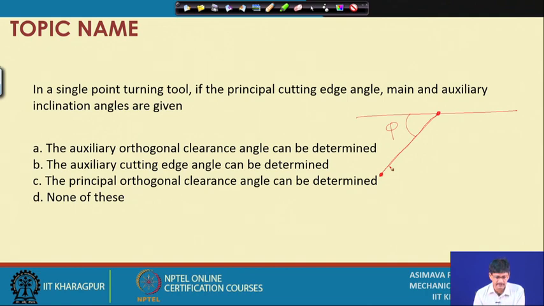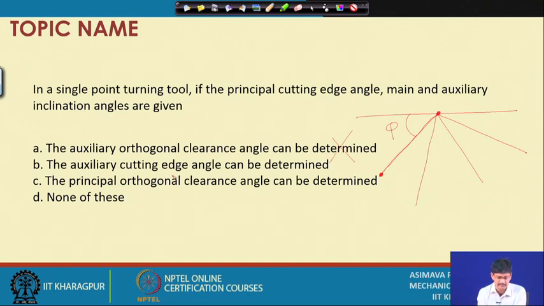But auxiliary inclination angle is given, but where is it, whether it is here or here or here, I do not know. So, in that case, the auxiliary orthogonal clearance angle can be determined. Now, auxiliary orthogonal clearance angle will require some knowledge about the clearance surface, that is not given. So, this is not correct.